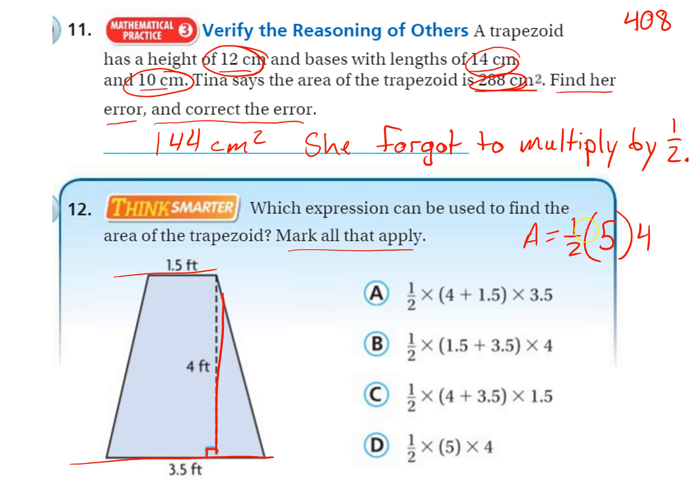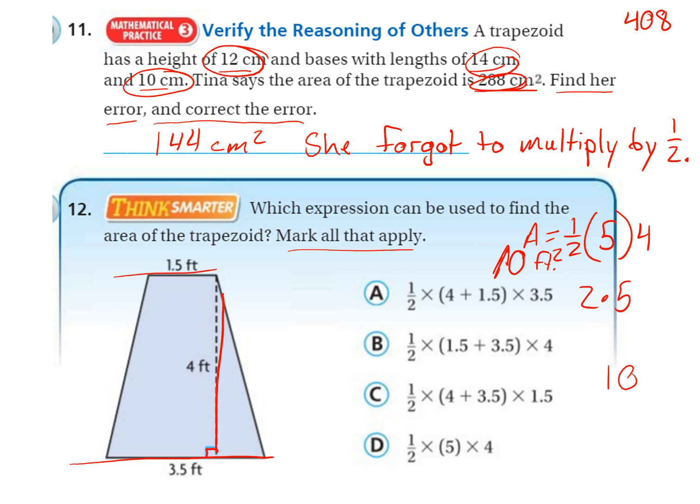Now here's a case where I want to do 1/2 times 4 first, because it's very easy to cut 4 in half. I don't have to deal with any decimals or fractions that way. Half of 4 is just 2. And then I have the 5 that I still need to multiply by. 5 times 2 is 10. So the area should be 10 feet squared.